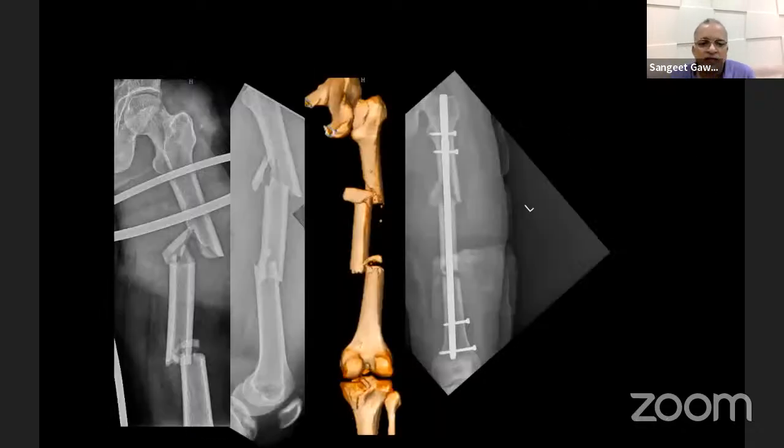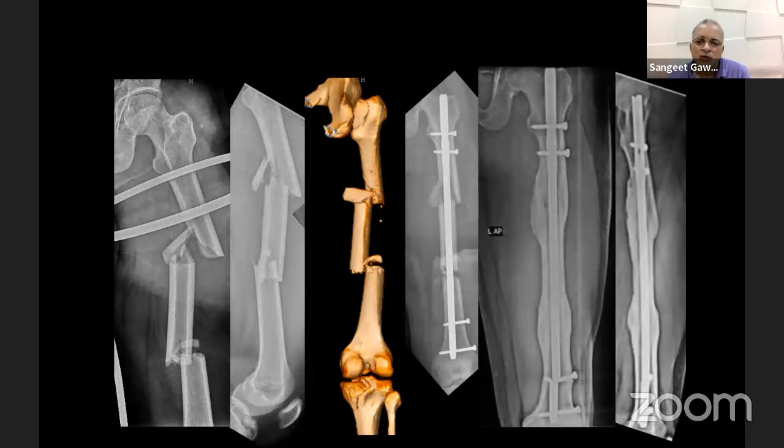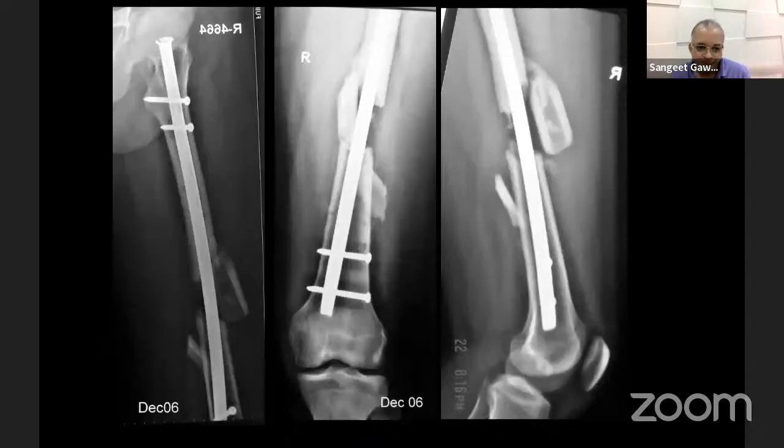Even in a segmental fracture, we may have a comminution, we may have a butterfly, but if you do a closed nailing and realign them, most of them will fall back in position and they do not need any separate treatment.